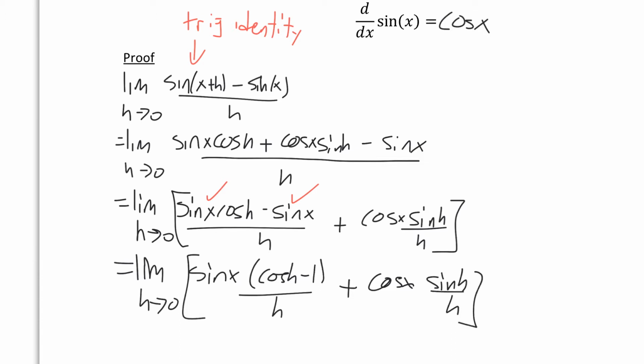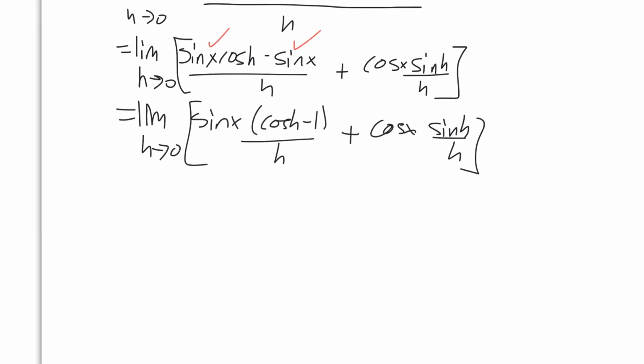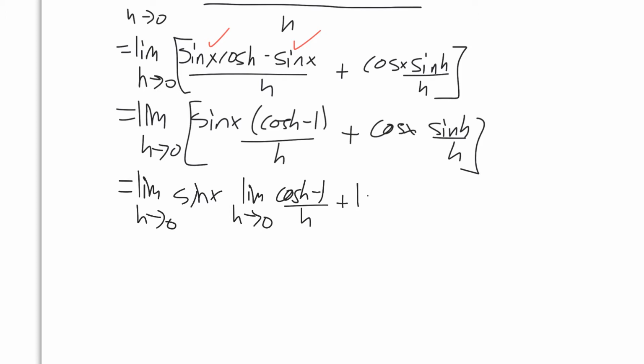All right, well, let's think about our limit laws. We have the limit of addition, or the limit of a sum is the sum of the limits. The limit of a product is the product of the limits. So we can split this all up and look at each limit individually. So the limit as h approaches 0 of sine x, the limit as h approaches 0 of cos h minus 1 over h, the limit as h approaches 0 of cos x, and the limit as h approaches 0 of sine h over h.